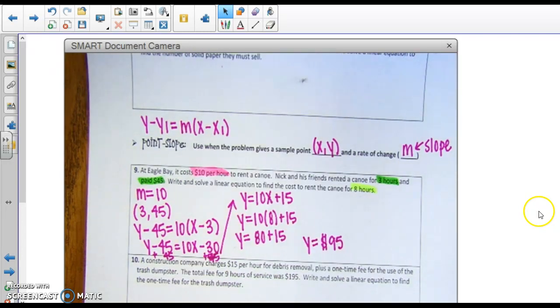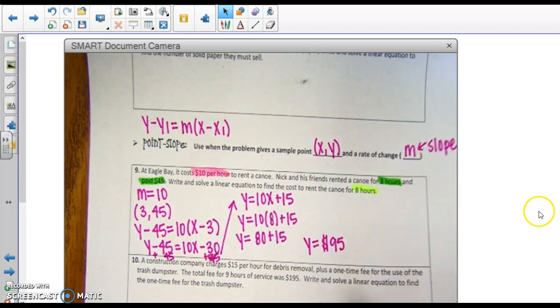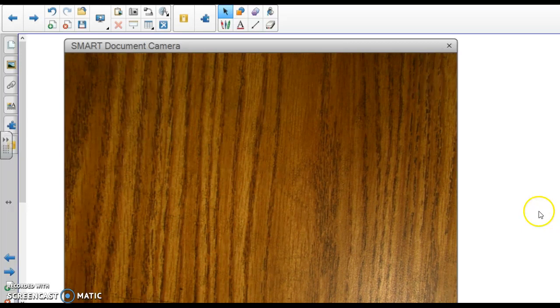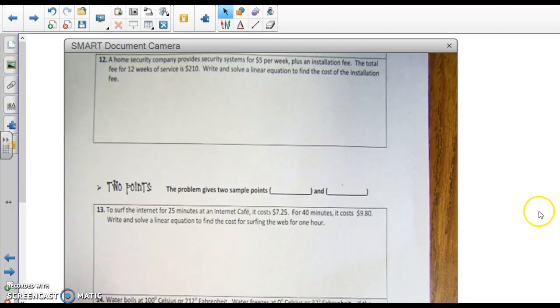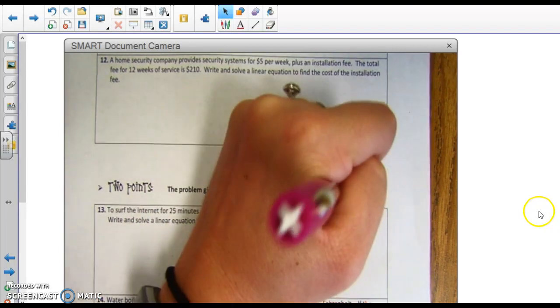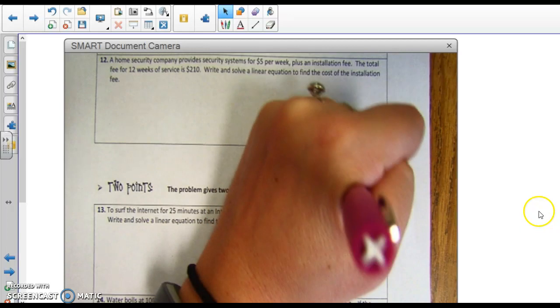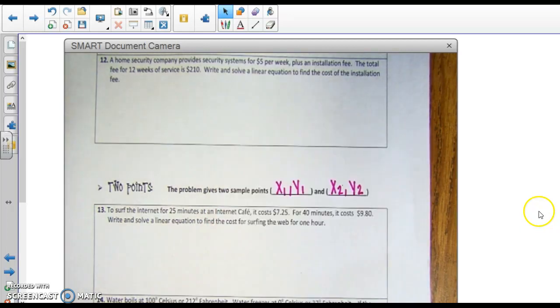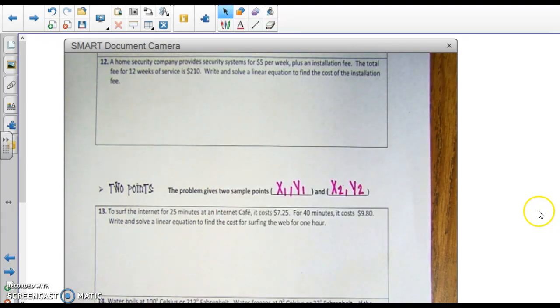Alright, so we're going to do one more example, and that is going to be when we are given 2 points. So when we are given 2 points, that is going to look like this. So we're given 2 points. So we can just write it as x1 and y1 and x2, y2. Okay, so I will go ahead and do number 13.